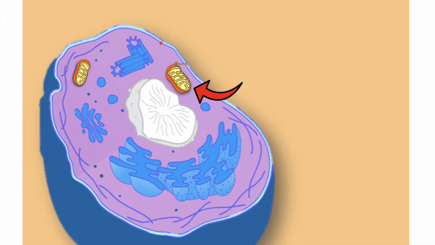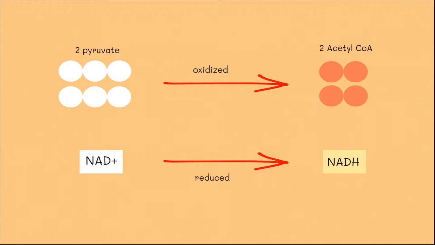Glycolysis, which takes place in the cytoplasm, produces 2 pyruvates. The 2 pyruvates get into the mitochondria to begin the preparatory reaction. Pyruvate is oxidized to acetyl-CoA. When something is oxidized, something else must be reduced. In this process, NAD+ is reduced to NADH.